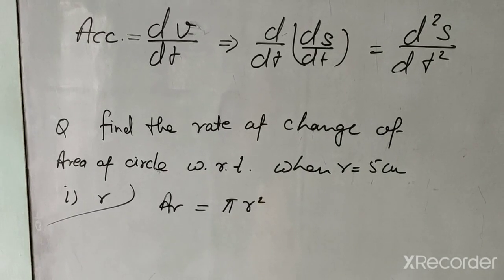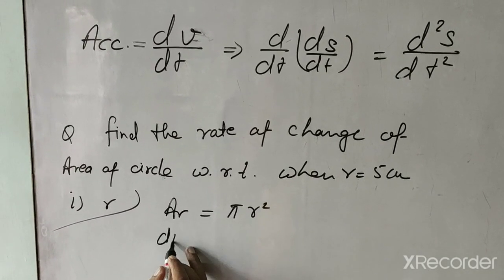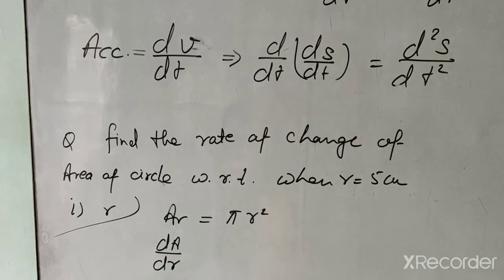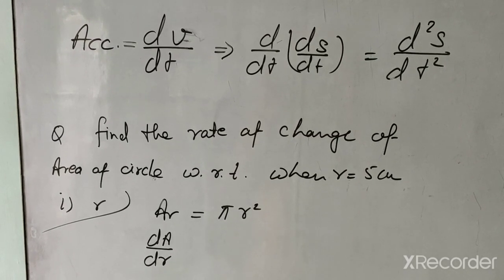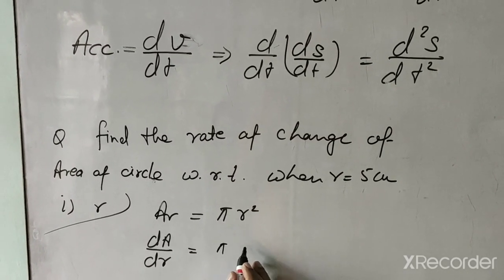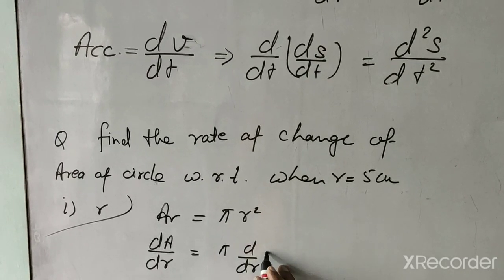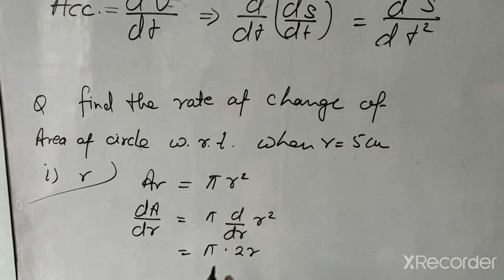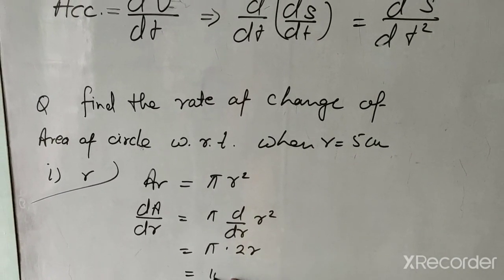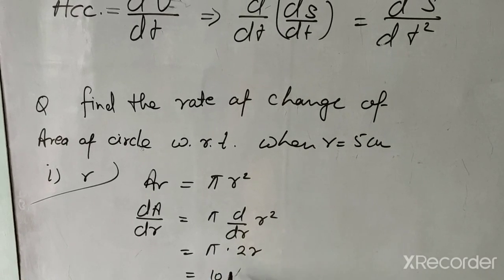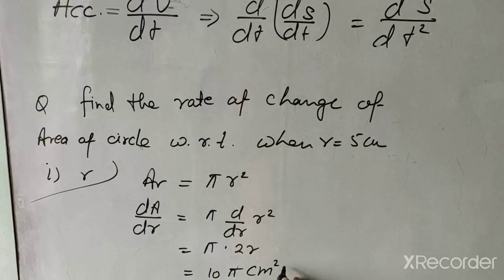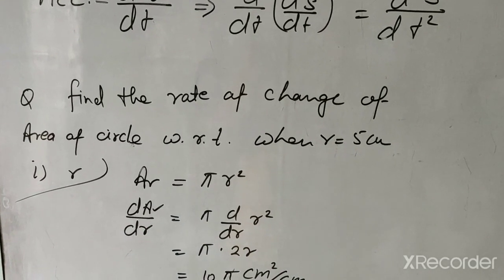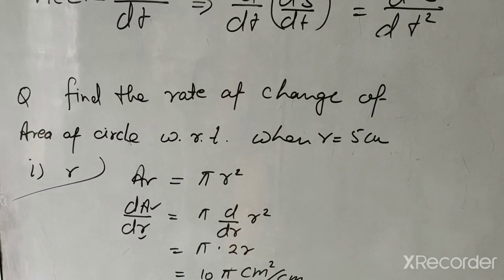Now we are going to differentiate it, because we are calculating the rate of change of area, dA upon dr, with respect to r. So it will be pi d on dr of r square. So it becomes pi into 2r. The value of r is given as 5, so it will be 10 pi centimeter square per centimeter, because area is with the unit centimeter square and radius is with the unit centimeter.